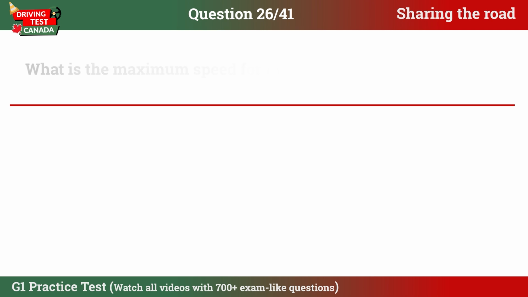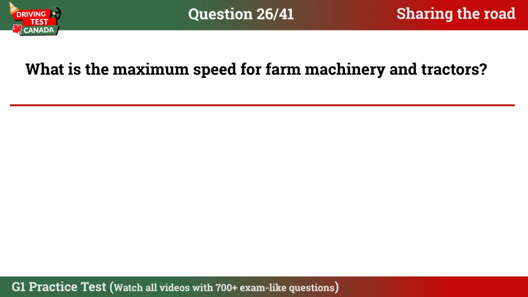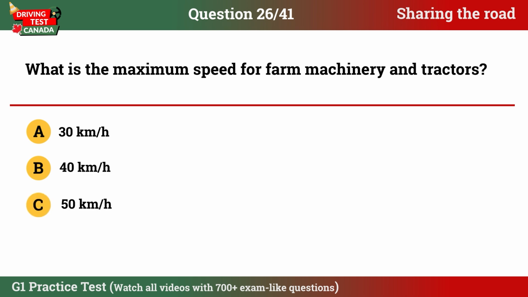Question 26. What is the maximum speed for farm machinery and tractors? A. 30 km per hour. B. 40 km per hour. C. 50 km per hour. D. 60 km per hour.